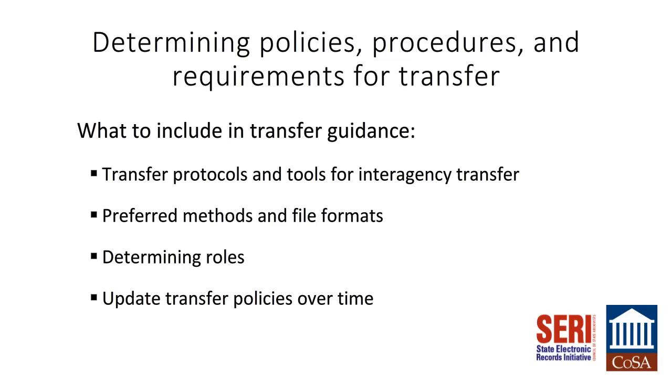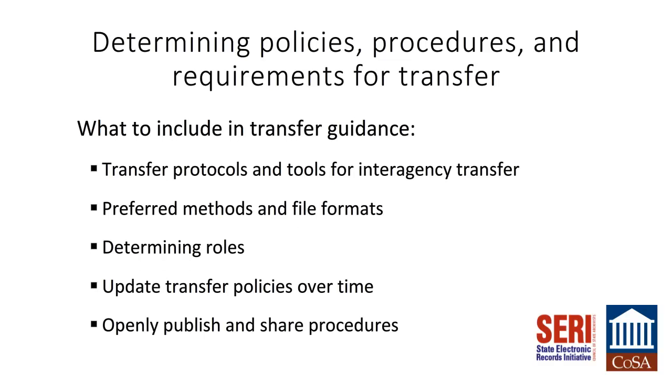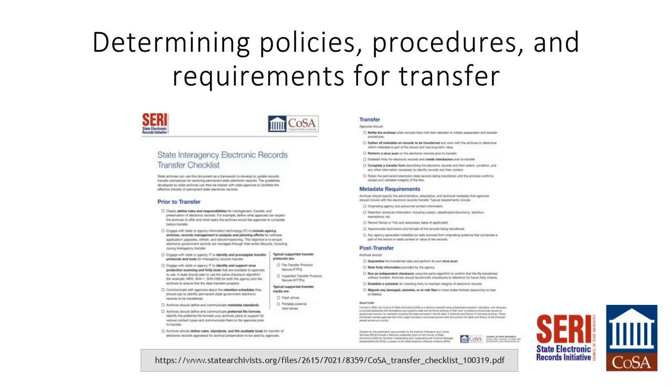Reevaluate and update transfer policies and guidance over time, and continue to engage transfer stakeholders like IT, state agencies, and records management in order to update procedures as technology and other factors change. Be as transparent as possible. Openly publish and share transfer procedures, roles, responsibilities, and guidance. This will help establish expectations with stakeholders during the transfer process. For guidance in determining, developing, and documenting transfer policies and procedures, check out the State Interagency Electronic Records Transfer Checklist.